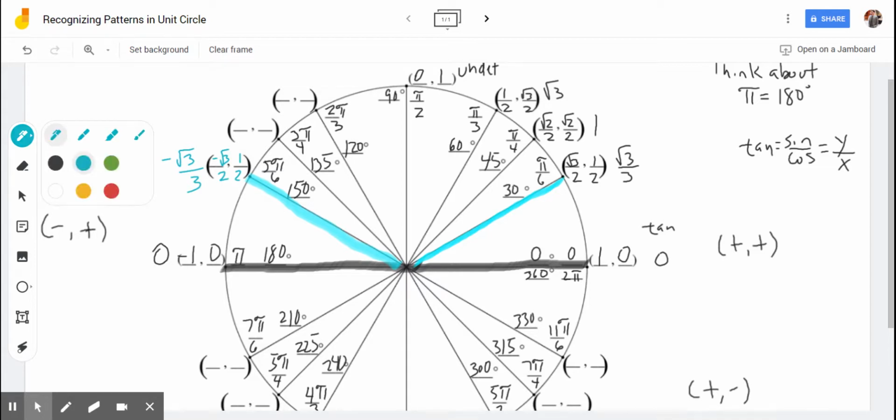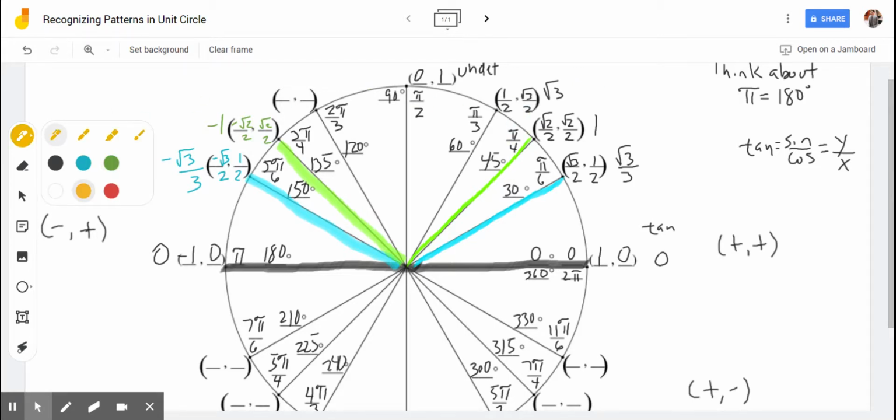The next, we're going to go with 45 here. Its mirror image in quadrant 2 will correspond to 3 pi over 4 or 135 degrees. And again, negative x, positive y, so we'll have negative radical 2 over 2, radical 2 over 2. And the tangent value here is negative 1.